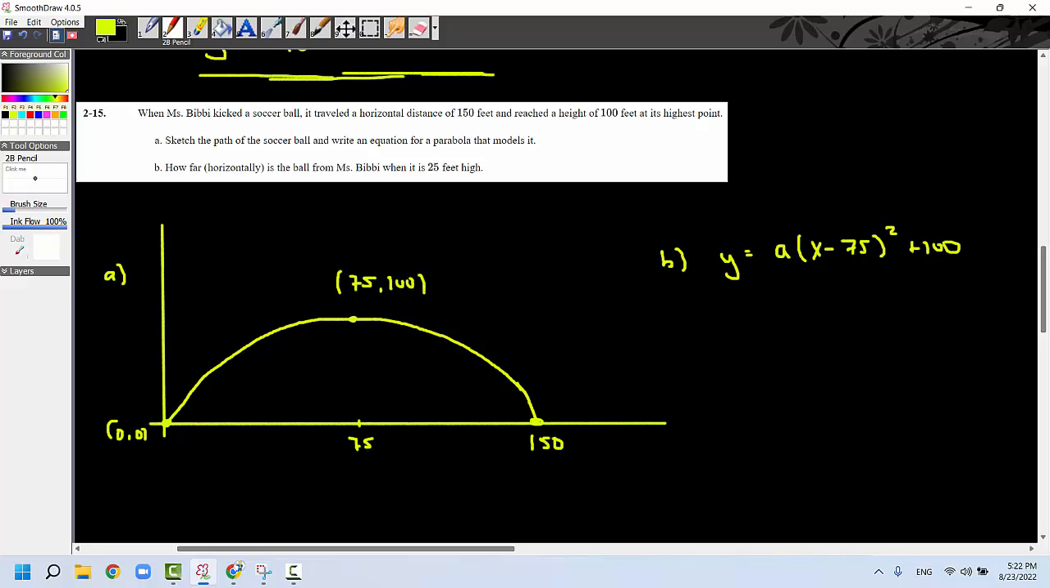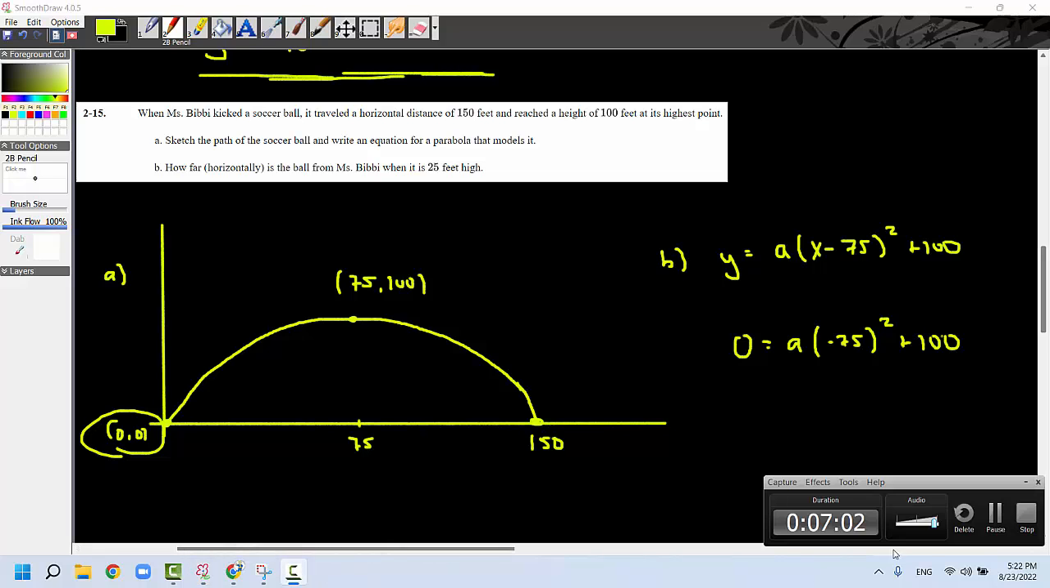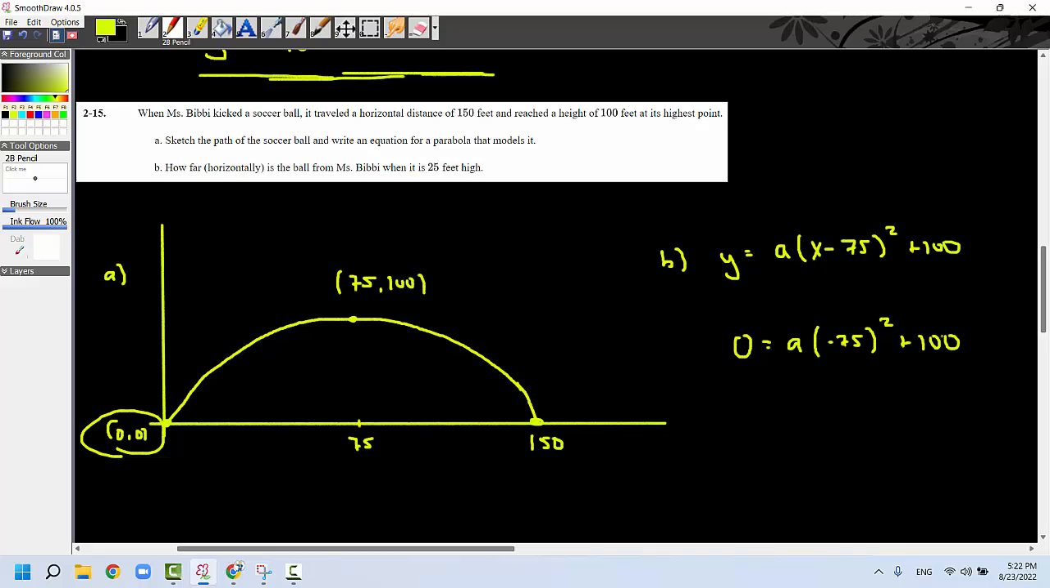And now I'm going to go ahead and find a value for a by using this point here, 0, 0. And so now that's going to be 0 equals a parentheses negative 75 squared plus 100. So we're going to get into the venture of some large numbers here. So I'm going to go and find a calculator real quick. That way I can get 75 squared. Actually, what am I saying? I don't think I need a calculator. I can say this is negative 100 equals a times negative 75 squared.